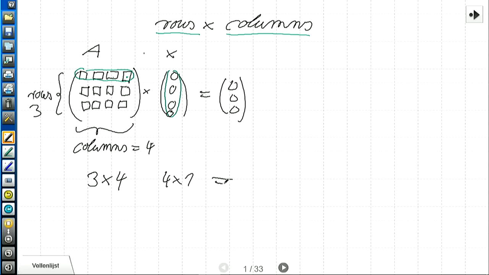So the resulting object, if I multiply the two, I can compute it, and it is of size 3 times, the 4 cancels out, times 1. And why can we do that? Because it's the same size. So the key issue is rows times columns. Now, you asked a slightly different question, so let's go into it.